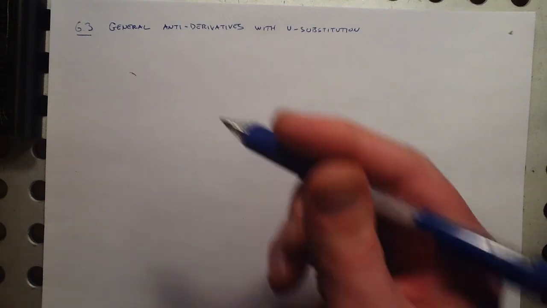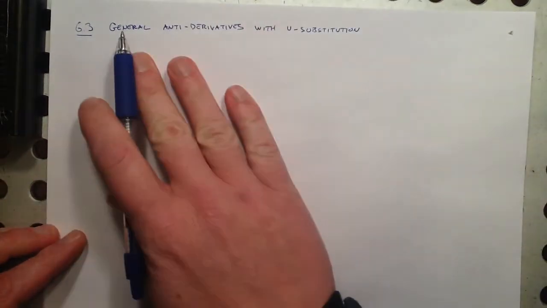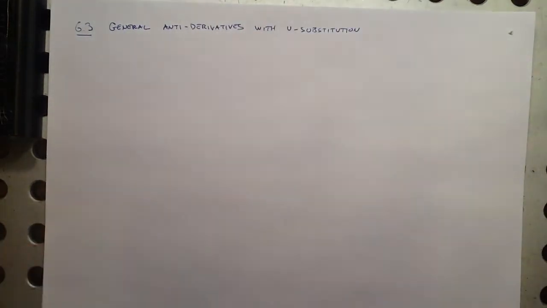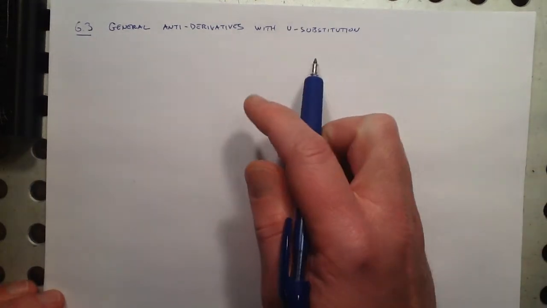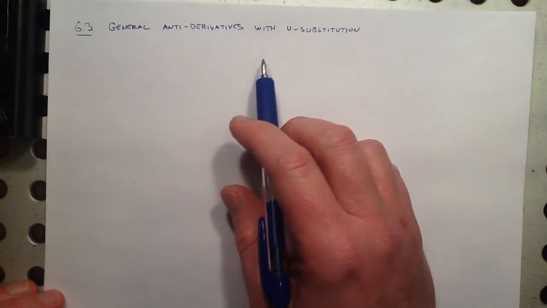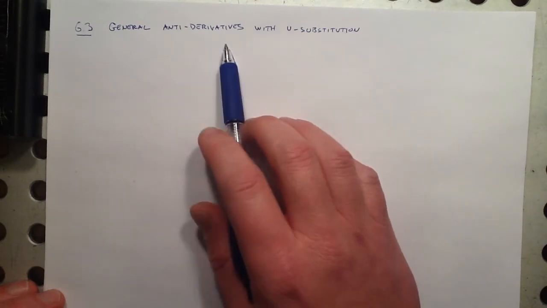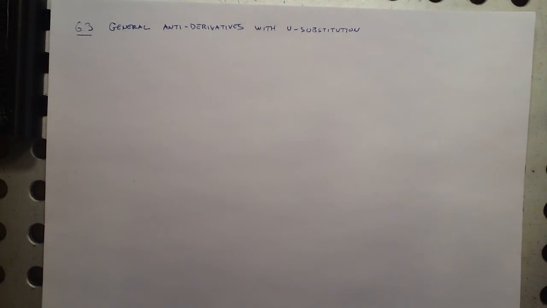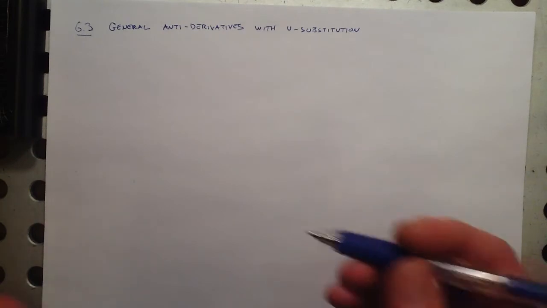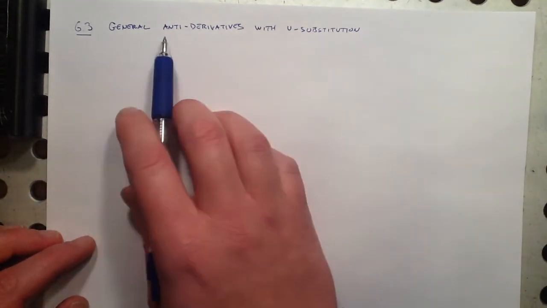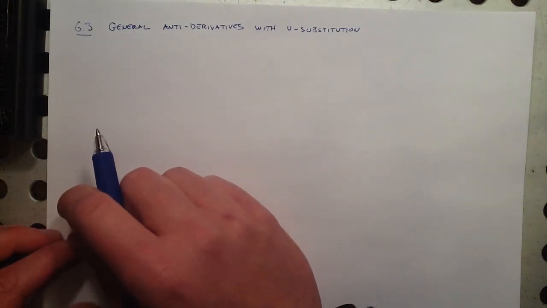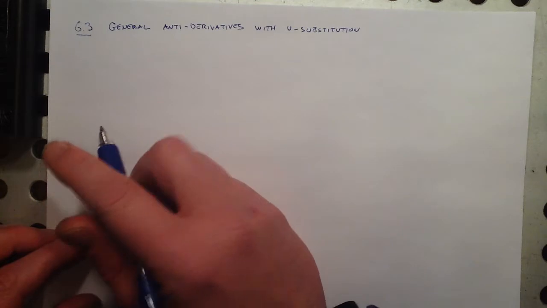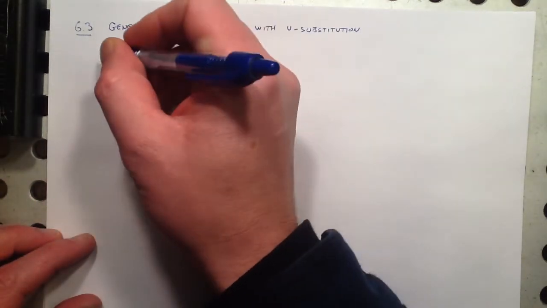Hello. We're going to talk about general antiderivatives with U substitution in these notes. Before I tell you exactly what that means, let's think about the kind of antiderivatives that we can find as of right now. As of right now, we can find antiderivatives of things in only really a few special kinds of cases.